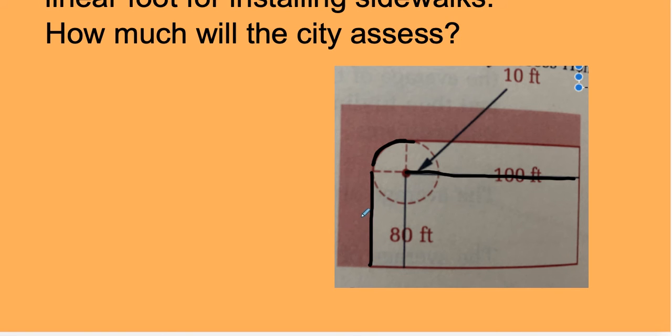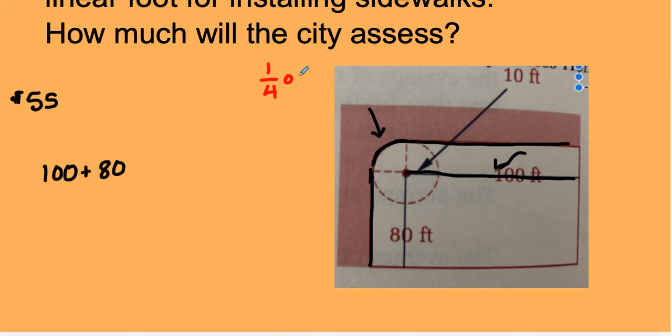So the total cost is found by multiplying that $55 times the total number of linear feet that we have. Well, we have 100 feet here plus the 80 feet. But we also need to come up with the curved section. If you notice, it's a circle and it's actually being cut into quarters. So it's a quarter of the circumference of a circle.